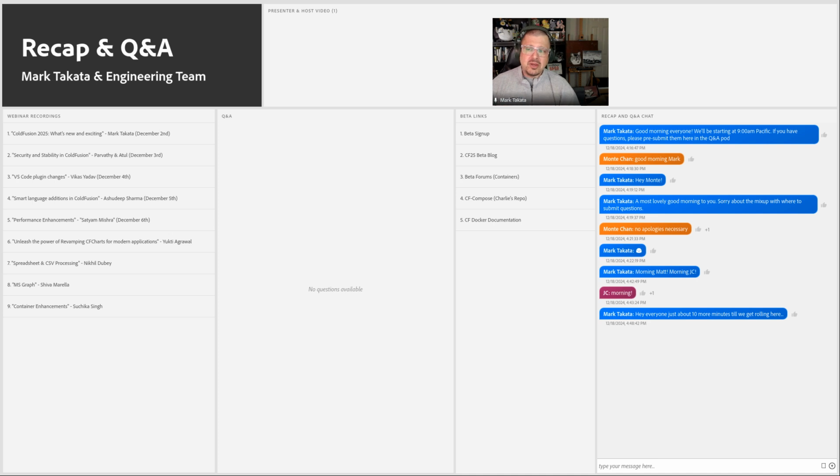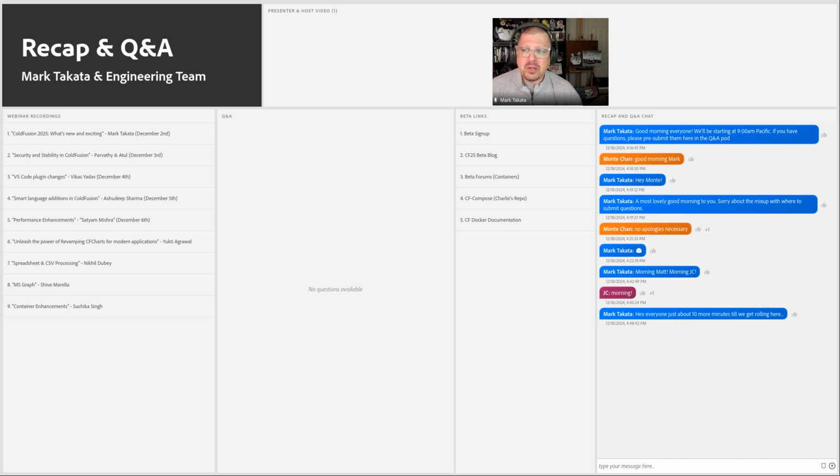So in security and stability in Cold Fusion, Parvati and Atul actually dove in on a lot of the things that we've updated. It wasn't a very specific thing, it wasn't a feature. It was an overarching talk about what we do when it comes to security, how we handle it, as well as some of the individual updates that were done to improve security as well as stability. So things like bug fixes, etc., and some of the new security features that were added at a high level.